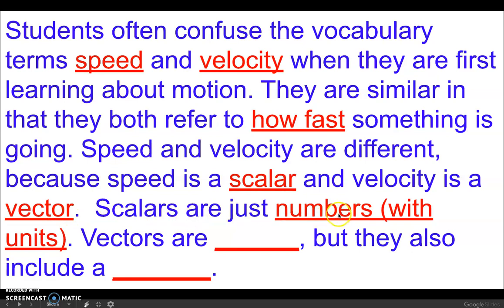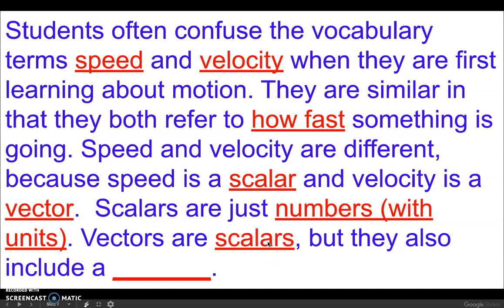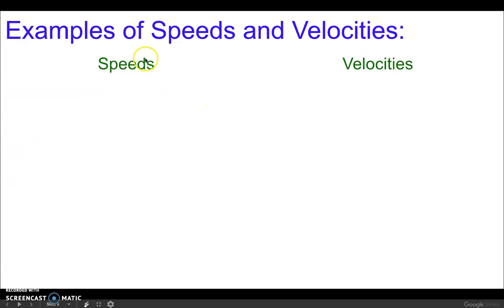Scalars are just numbers, with units. But vectors are scalars, but they also include a direction. I'll give you some examples of the difference between vectors and scalars, and I think that might highlight what I mean by vectors are scalars with direction. So, I'm going to give you some examples of speeds and velocities.